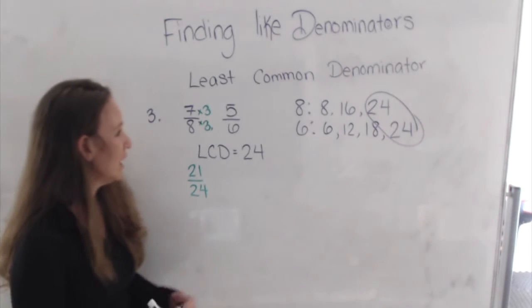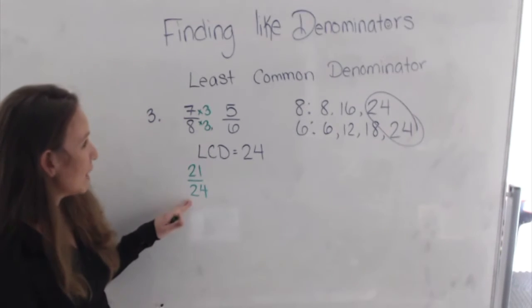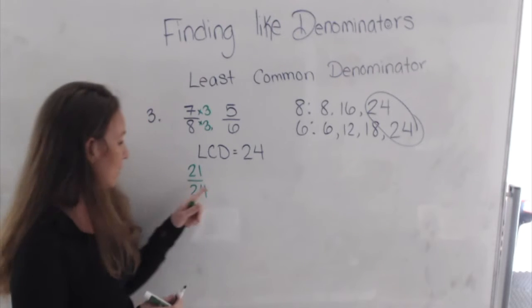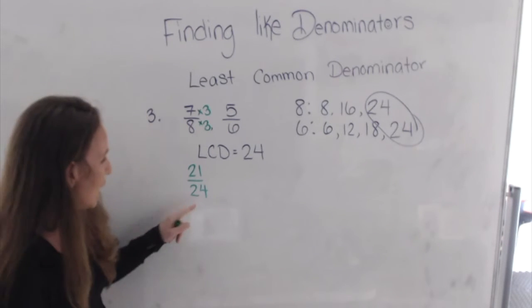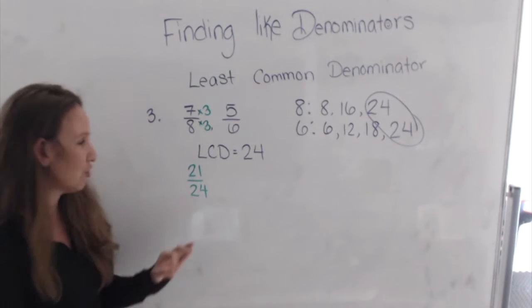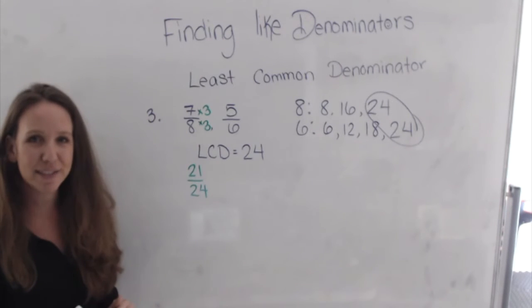Okay? How about this one? That's my equivalent fraction, and if you want to double check, you can, because if I divide by 3 and divide by 3 and reduce that fraction, I have 7/8.